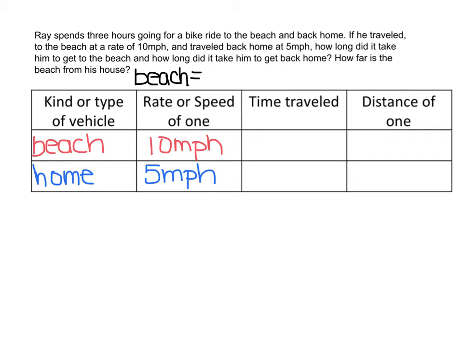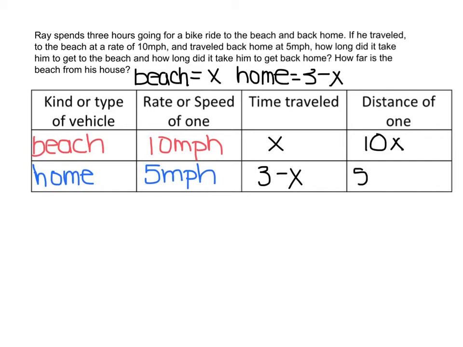So I'm going to make the time to the beach x, and the amount of time spent traveling back home, the total, which is 3 minus x. To get the last column, multiply across, the rate times the time. Since it's round trip, we're going to set the distance to the beach and the distance back home equal to each other.